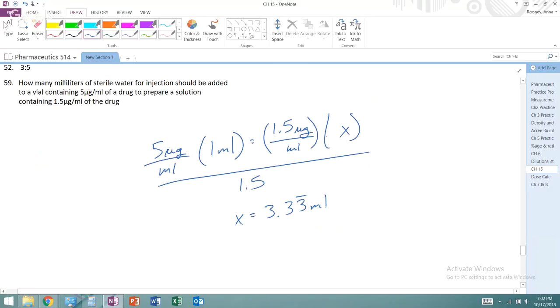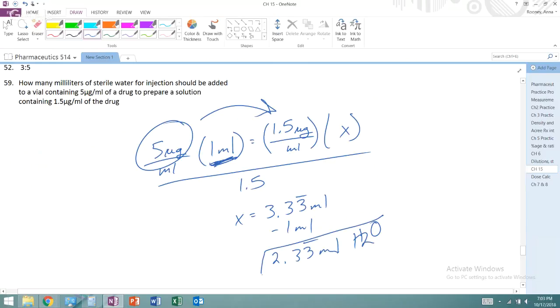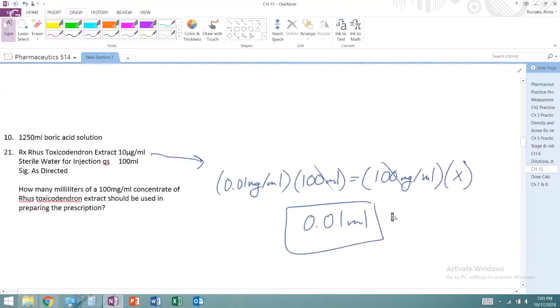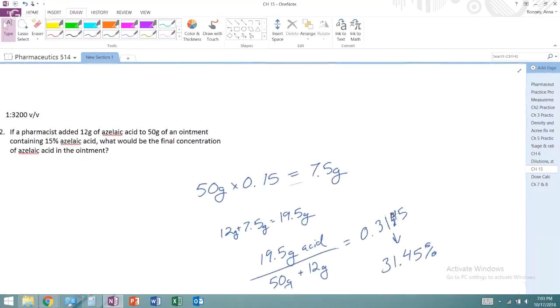Now the problem with this is that is the total amount of solution. You have 1 milliliter already. So you have to take away that 1 mL to know how much sterile water you have to add to get this solution to that. So it's 2.33 mL of sterile water that you have to add. So that's how much you have to add. A tiny bit tricky, but not too tricky. And that's it. And I will come back and do chapter 7 and 8 in a second.